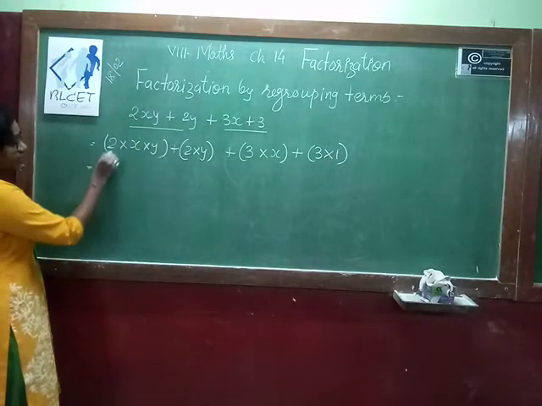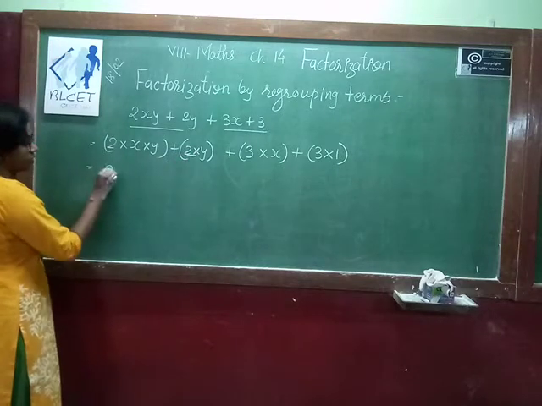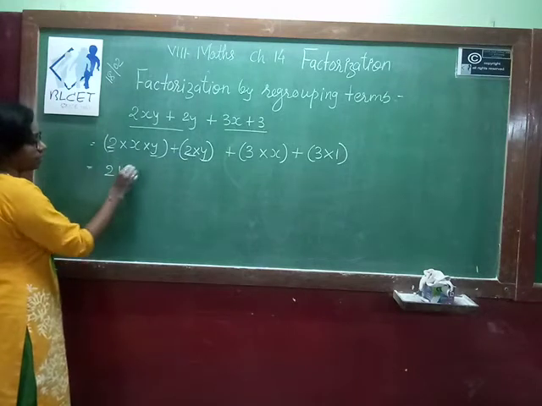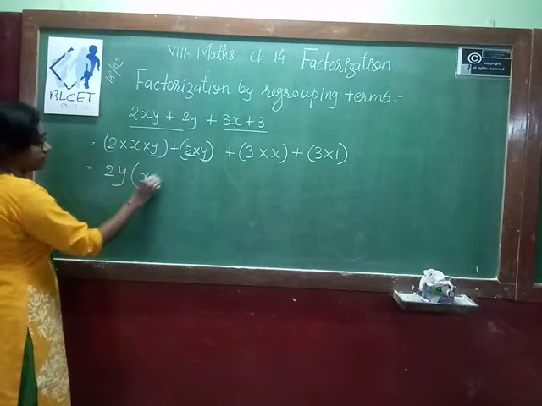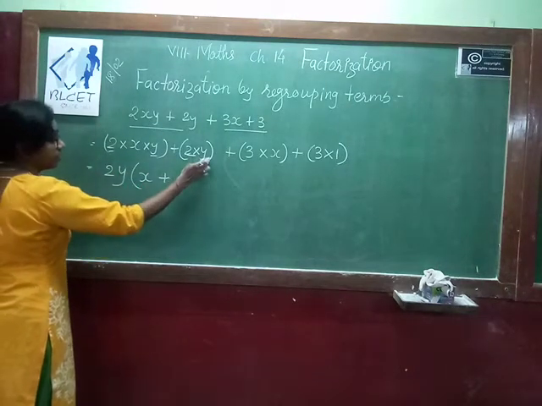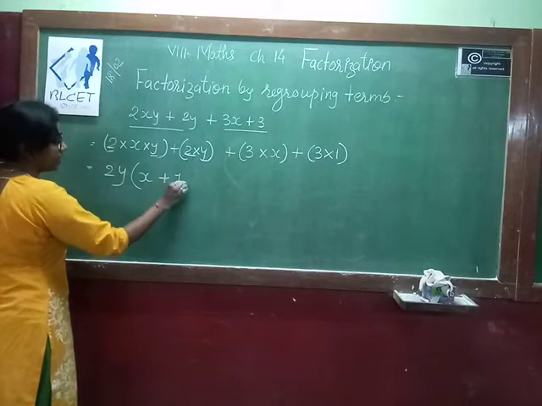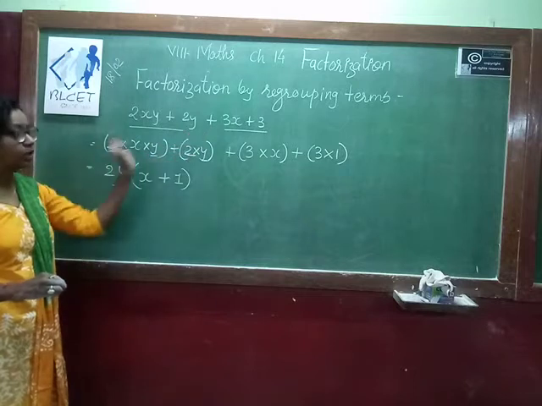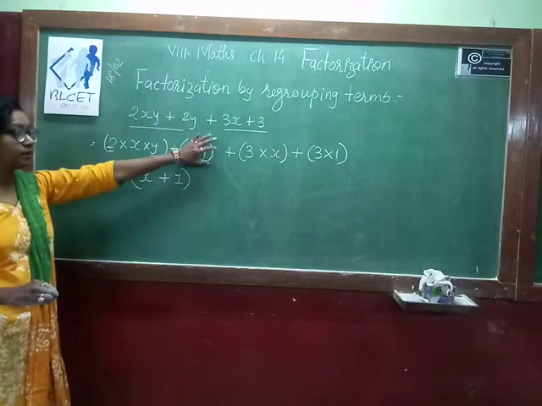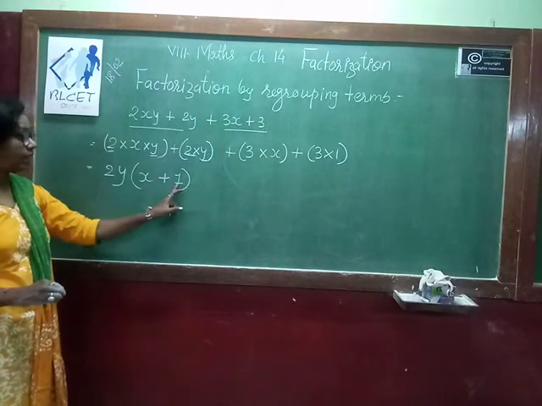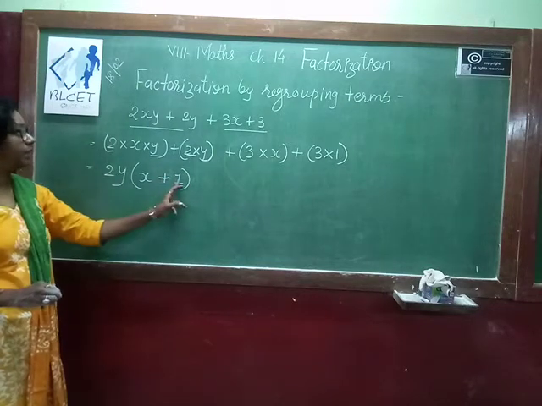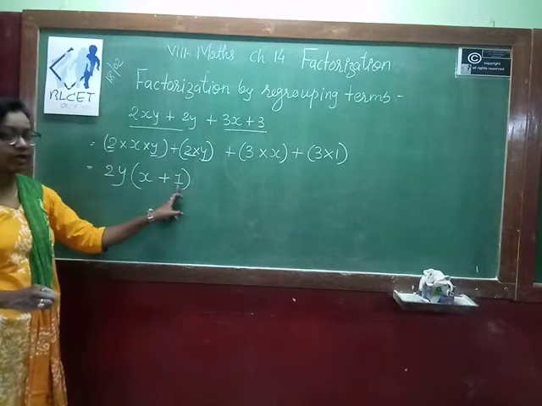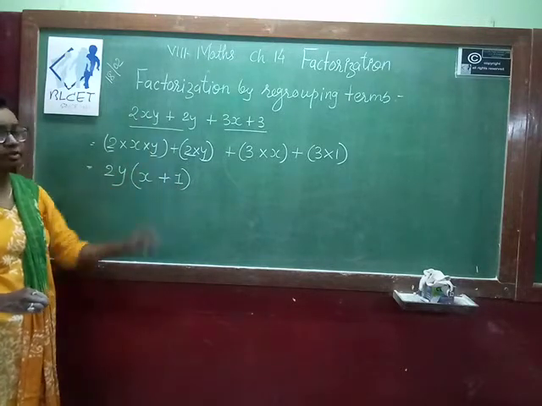Now what is common here? 2 and 2, so 2 is common, y is common. So 2y is common, so what is left? x plus nothing, which means we have to write 1. You cannot write 0 here. You have taken 2 and y out, but what remains is not 0; you have to write 1. Why? Because 2y multiplied by 1 will give you 2y. If you keep 0 here, 2y into 0 will give you 0, so your question will be changed.